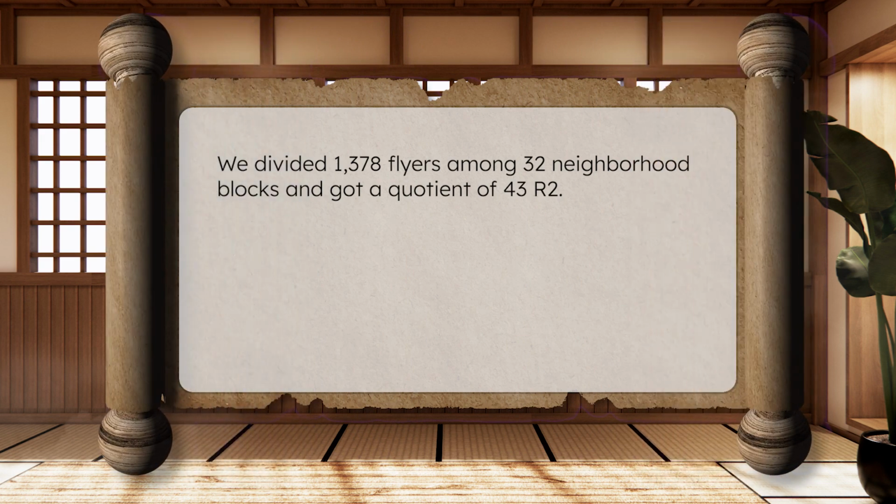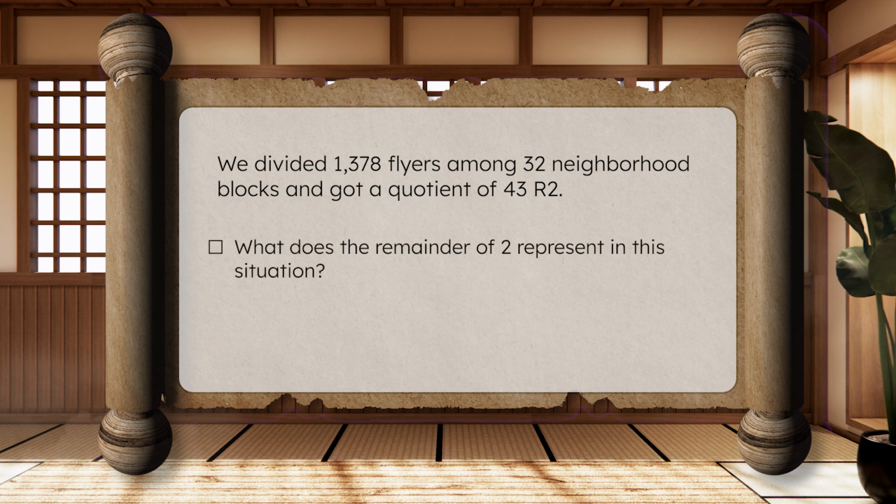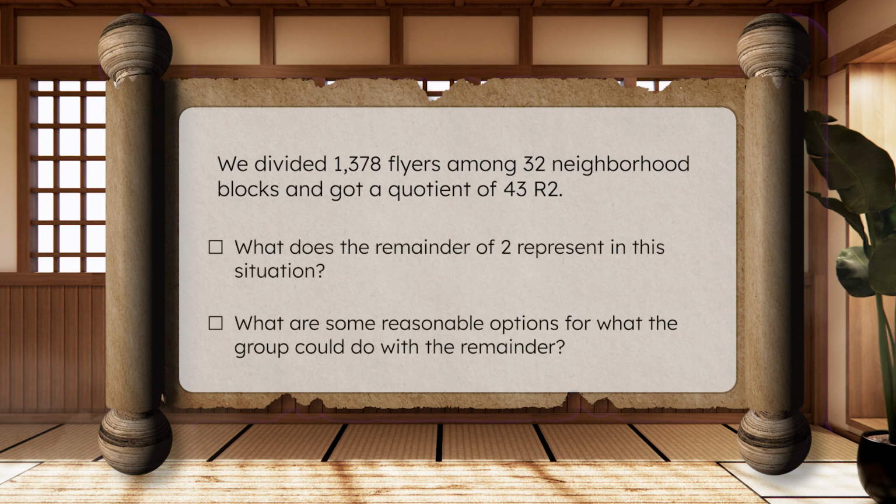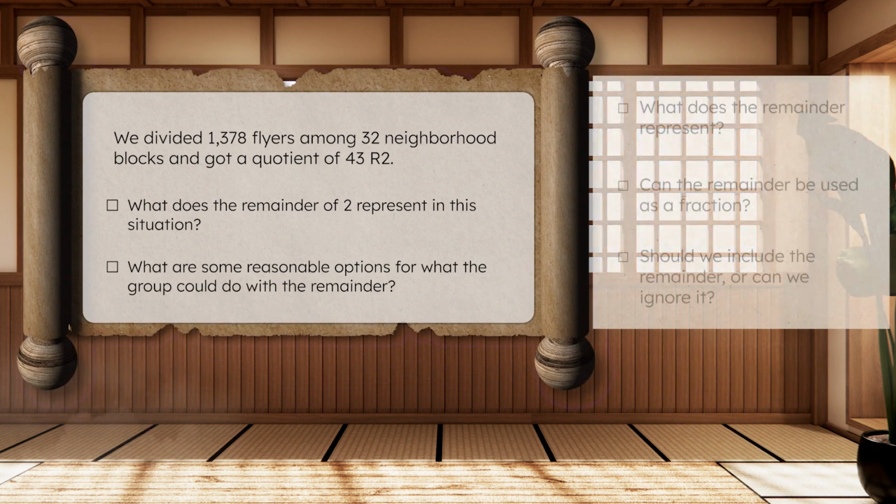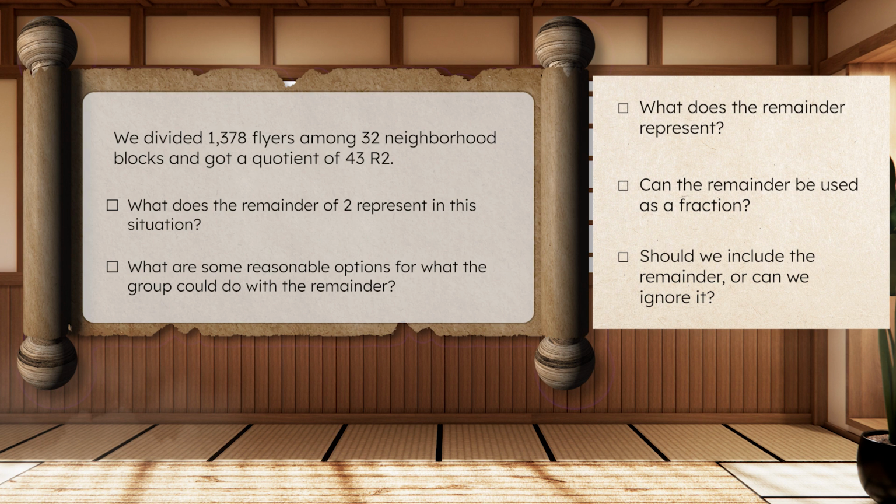We divided 1,378 flyers among 32 neighborhood blocks and got a quotient of 43, remainder 2. What does the remainder of 2 represent in this situation? What are some reasonable options for what the group could do with the remainder? We can use our guiding questions to help us solve the challenge. Pause here to use everything you've learned and record your thinking in your guided notes.